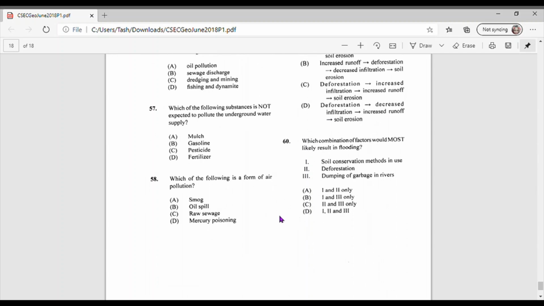60. Which combination of factors would most likely result in flooding? 1, soil conservation methods in use, 2, deforestation, or 3, dumping of garbage in rivers. Which combination would be most likely the cause for flooding? Soil conservation, no, that would not be a problem. Deforestation, yes, and the dumping of garbage, as they can cause the waterways to be blocked. So it would have been letter C, 2 and 3 only. That is 60, letter C.